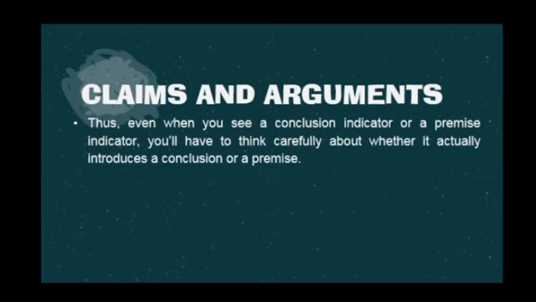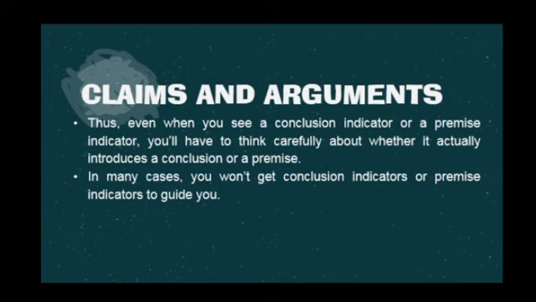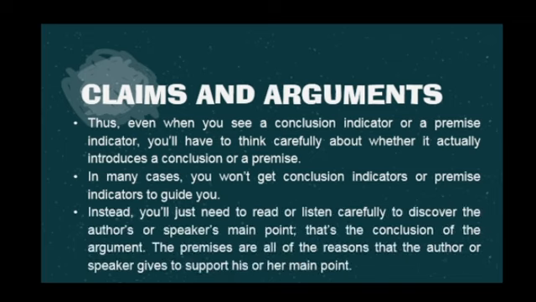Thus, when you see a conclusion indicator or a premise indicator, you'll have to think carefully about whether it actually introduces a conclusion or a premise. Because in many cases, you won't get conclusion indicators or premise indicators to guide you. Instead, you'll just need to read or listen carefully to discover the author's or speaker's main point. That's the conclusion of the argument. The premises are all of the reasons that the author or speaker gives to support his or her main point.